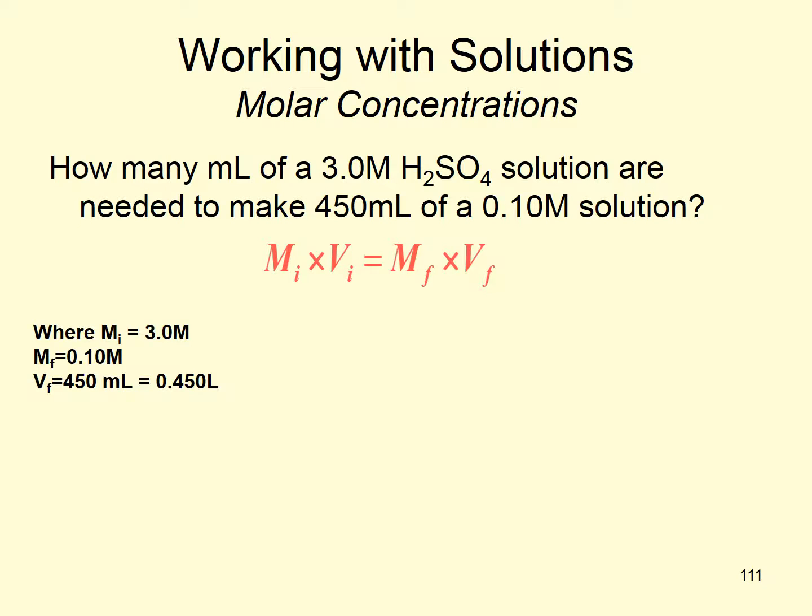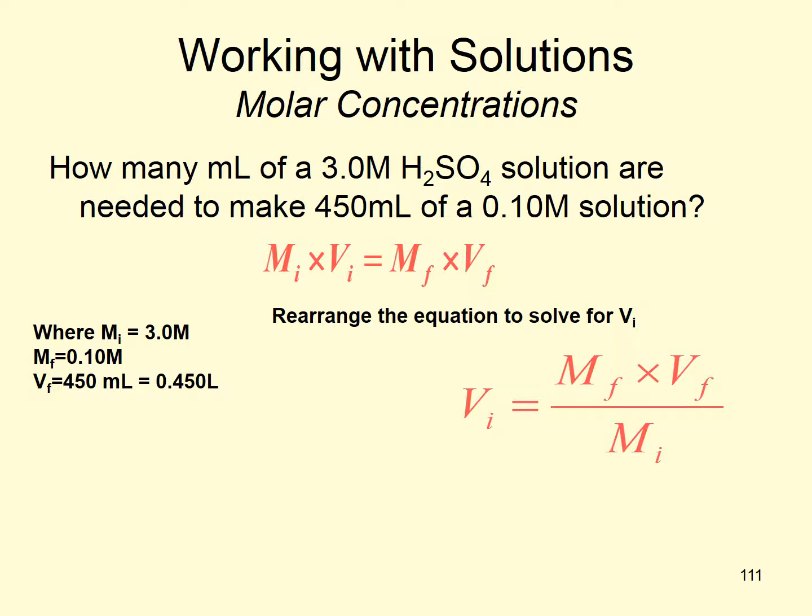So we identify here the initial concentration is 3 molar, and our final concentration is 0.10 molar, and we want a final volume of 450 milliliters, which is the same as 0.450 liters. And what we're looking for then is our initial volume, V_i. How much of the concentrated solution do we need to dilute down to make 450 milliliters of our less concentrated solution? So you could either plug these numbers in now, or you could rearrange the equation to solve for V_i, because that's what we're looking for. And so then we can plug our numbers in.